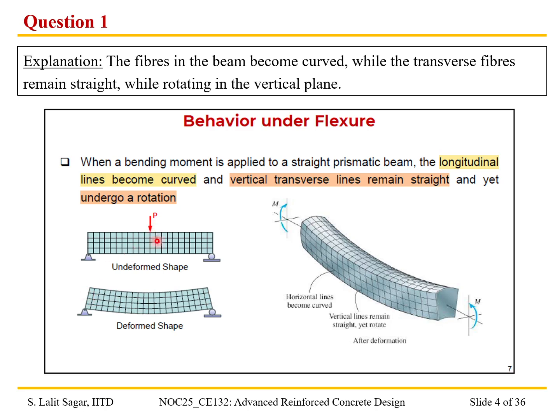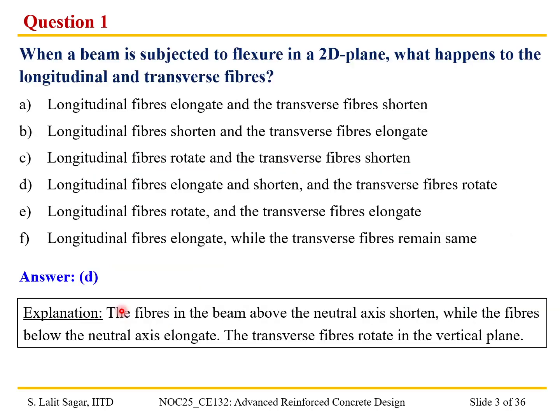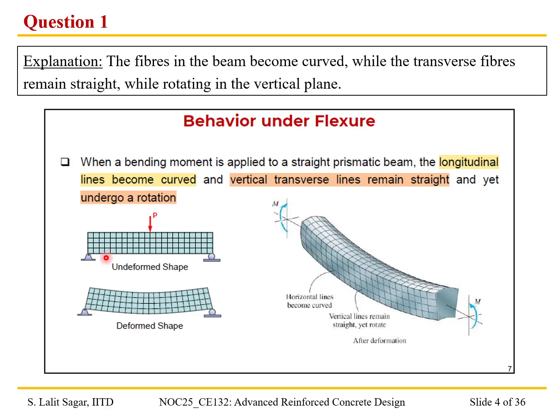When the beam is subjected to a sagging bending moment, the fibers that are above the neutral axis tend to shorten, while the fibers below the neutral axis tend to elongate. Which is why we can say that the longitudinal fibers elongate and shorten. Now what is happening to the transverse fibers? The transverse fibers are perpendicular to the neutral axis.